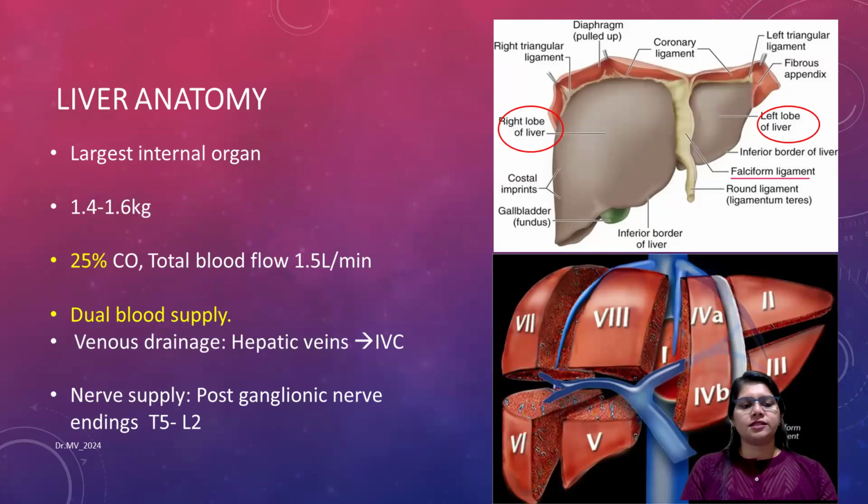kgs. It takes 25% of the cardiac output and the total blood flow is 1.5 liters per minute. It has a dual blood supply from the hepatic artery and portal vein, and the venous drainage is by the hepatic veins into the inferior vena cava. The nerve supply is from the postganglionic nerve endings T5 to L2. And you can see the Couinaud segments. This is important for liver transplantation and liver segmentectomy and all those things. We are not dealing with that now.